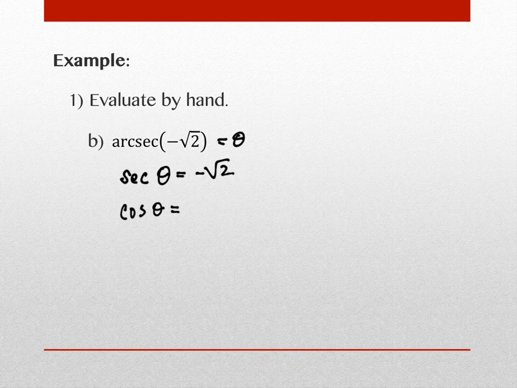So if I do the reciprocal on the left by changing secant to cosine, I need to do the reciprocal on the right and flip the fraction upside down. So this is still negative 1 over square root 2. And another way we would see that written, rationalizing that denominator, would be negative square root 2 over 2. Okay?